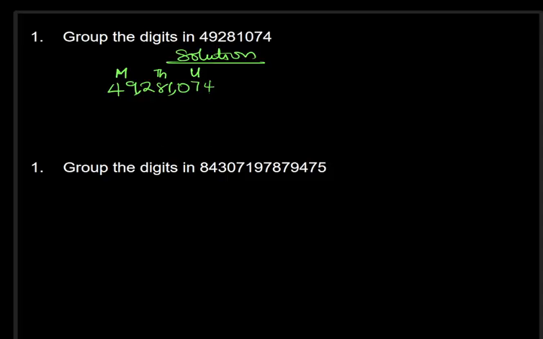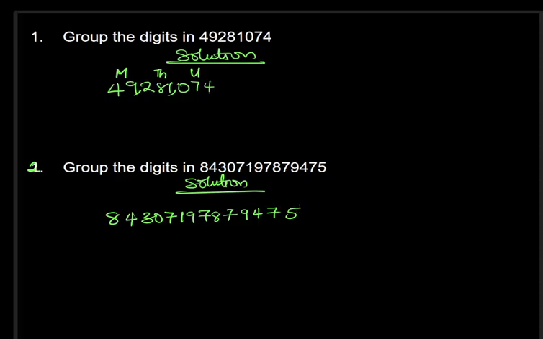Okay, let's come down to the next question. Sorry, this should be number two. Okay, group the digits in 8430719787945. So let's see what we have. Let's quickly group that. Oh, I've written all the digits. So what do we have?